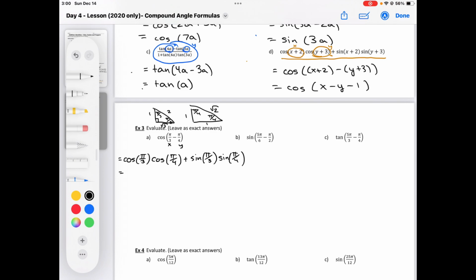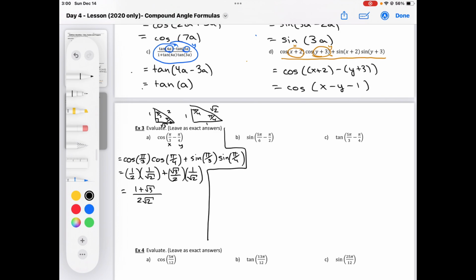Cosine of pi over 3 is my adjacent over the hypotenuse. Cosine of pi over 4 is also adjacent over the hypotenuse. Sine of pi over 3 would be root 3 over 2. And then sine of pi over 4 is also 1 over root 2. So then I'm going to collect like terms. I notice that these have the same denominator, so I can simplify this to 1 plus root 3 over 2 root 2.